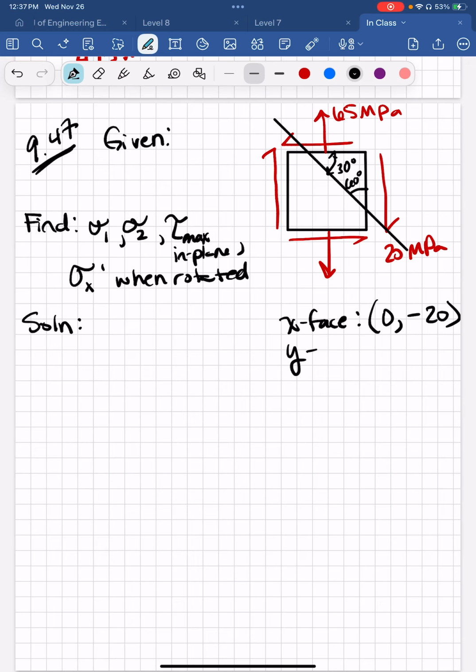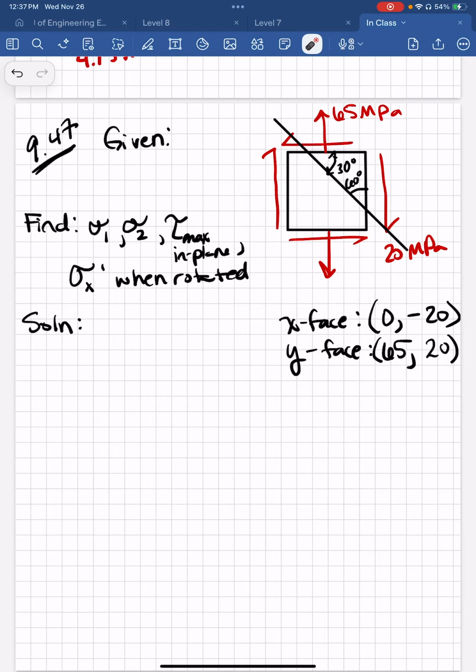And then y face is going to be 65, so that's that stress in the y direction, and then 20. So it's always going to be the opposite. You can also look, this is the y face, this is the direction it's going in, which is in a counterclockwise direction, which would be positive here.